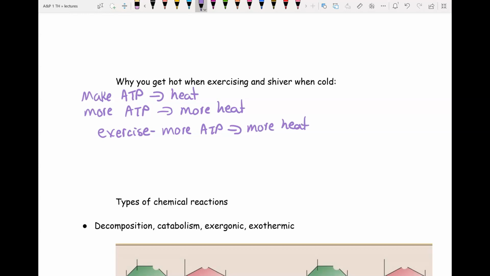And this is why you sweat. You sweat to get rid of that extra heat. Because remember, homeostasis, you want to stay at 98 degrees.